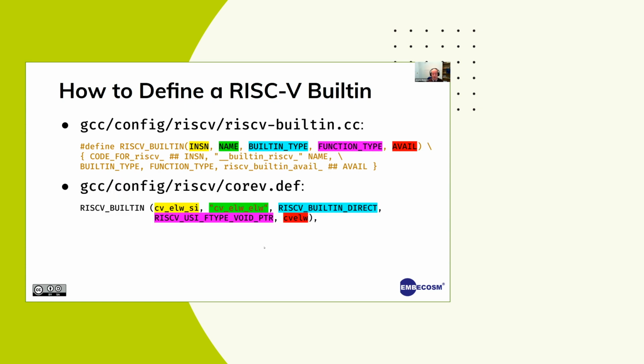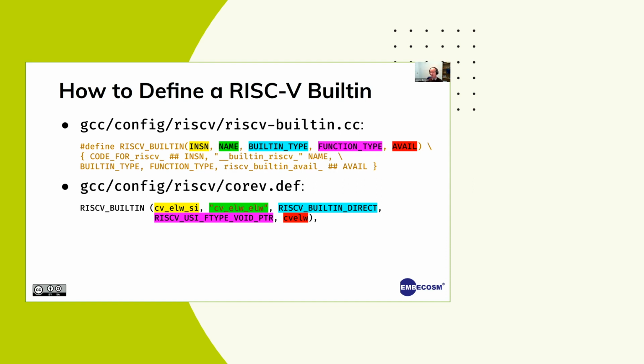And there we are. Here's where we've called it. So that's the prototype. We'll have a look at this in a moment. The machine description pattern is called CVELW_SI. The name of our built-in is going to be __builtin_riscv_cv_elw, the instruction set extension, and the name of the instruction, ELW. They happen to be the same in this case. It's a direct built-in. We'll talk about those later.